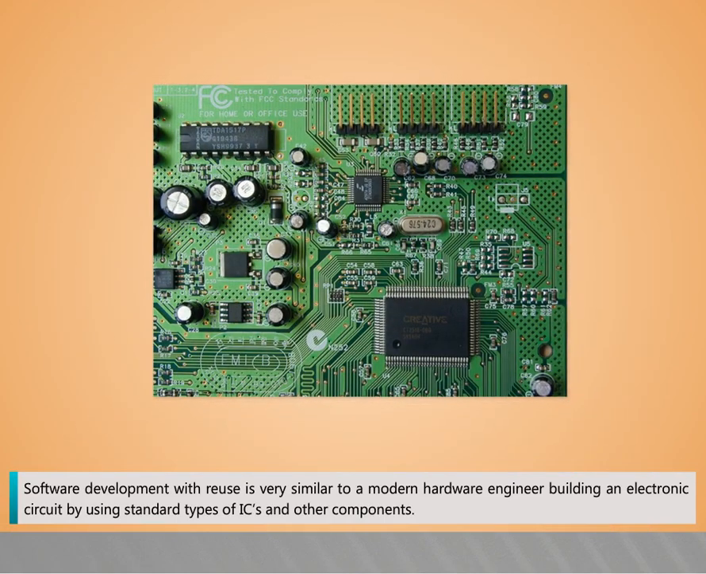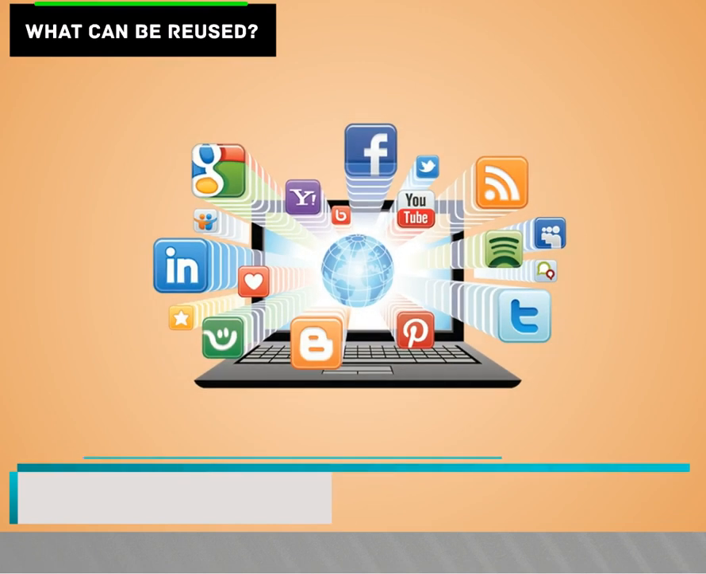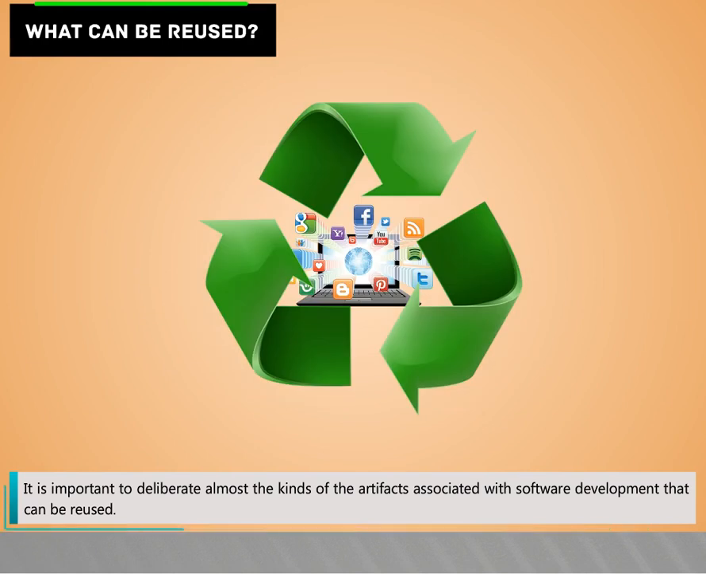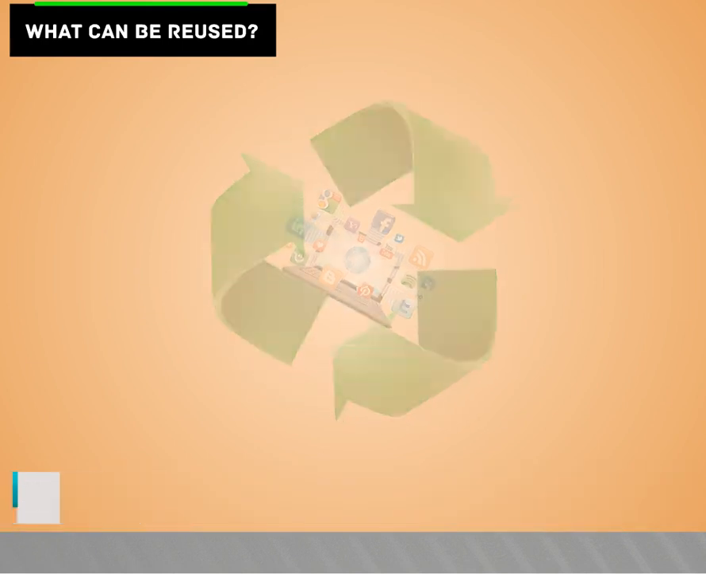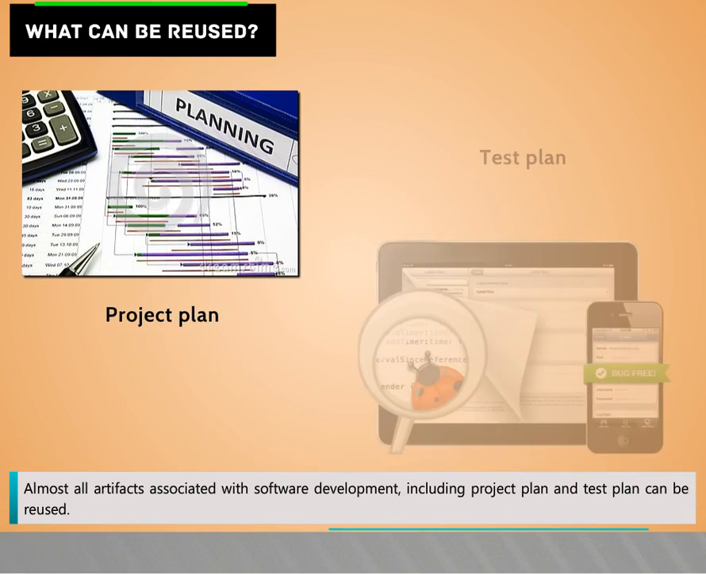Software development with reuse is very similar to a modern hardware engineer building an electronic circuit by using standard types of ICs and other components. What can be reused? It is important to deliberate on the kinds of artifacts associated with software development that can be reused. Almost all artifacts associated with software development, including project plan and test plan, can be reused.